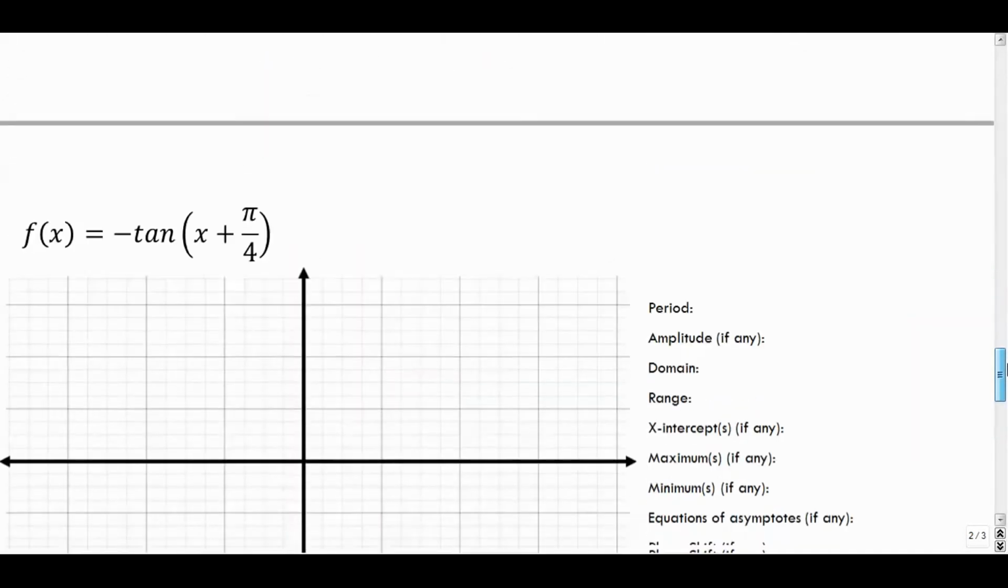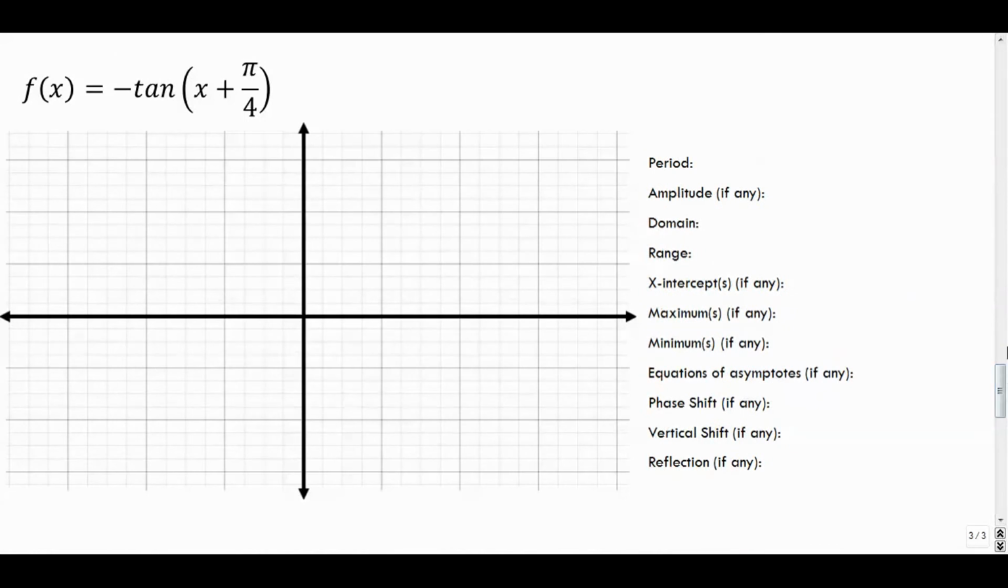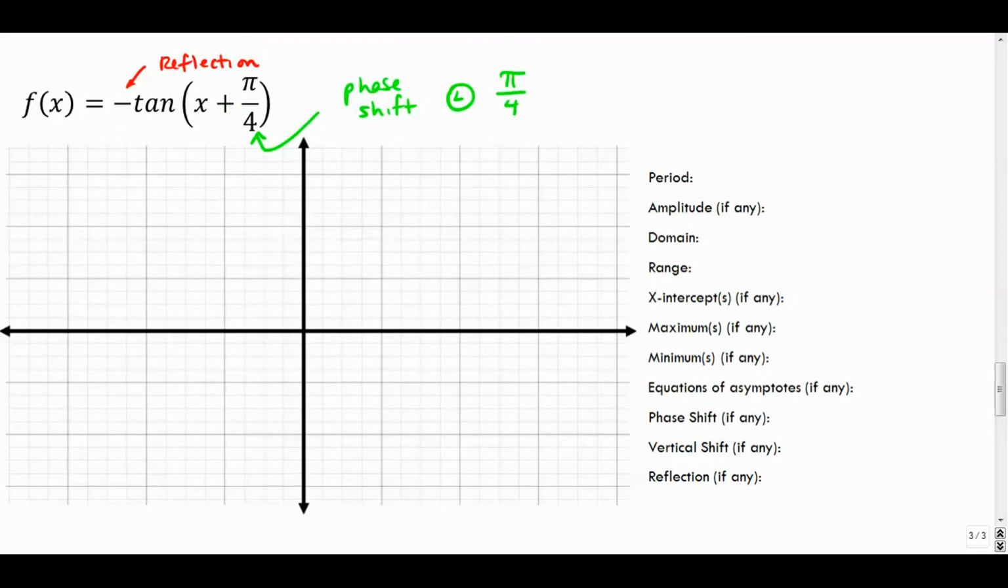Number 3. Here we have a tangent and we have a reflection. So that's a reflection. And we also have a C value. Our C value is going to phase shift. It's going to phase shift left pi over 4 units. Remember we said if this is positive, it goes left.